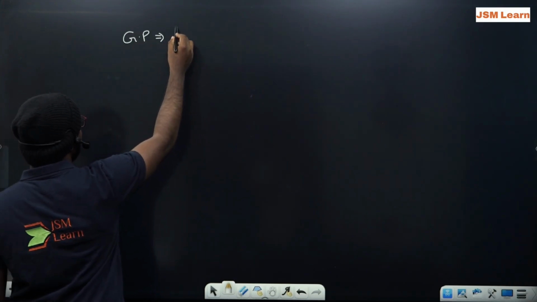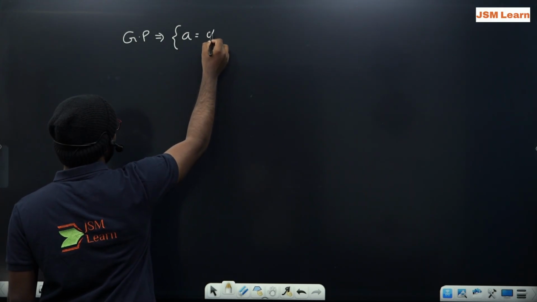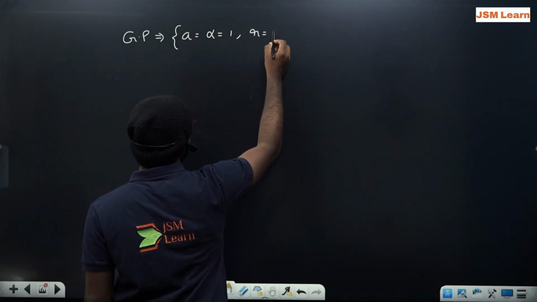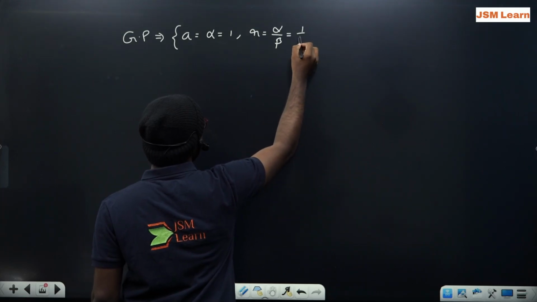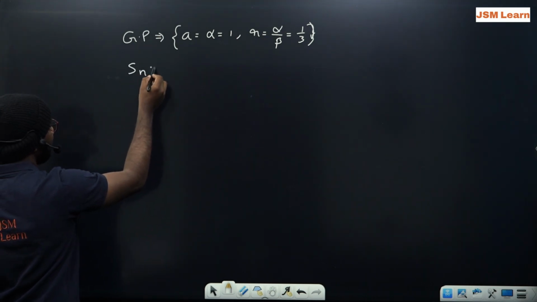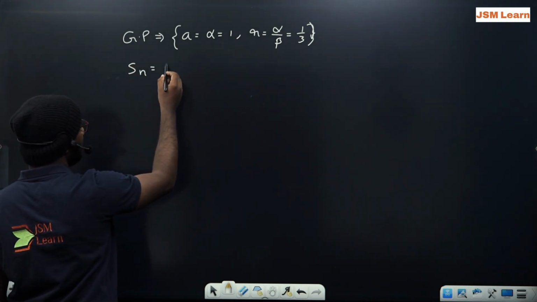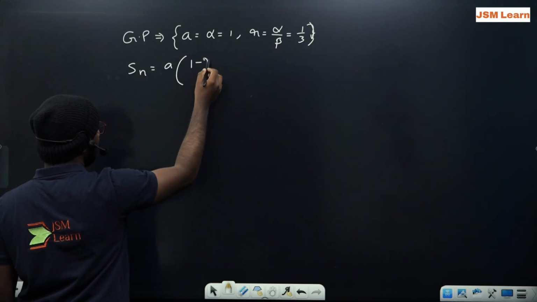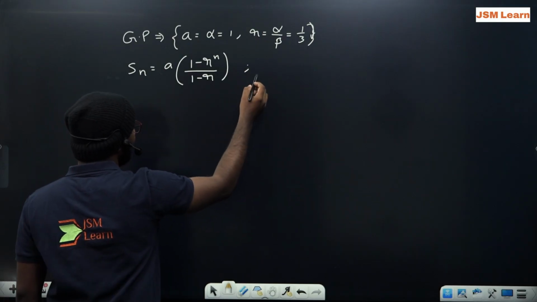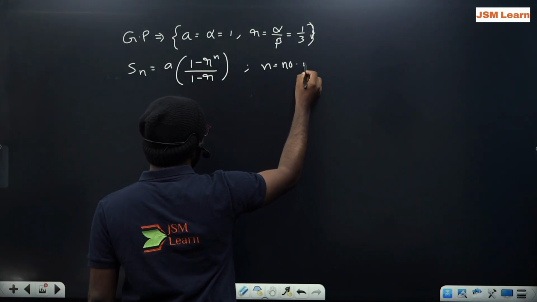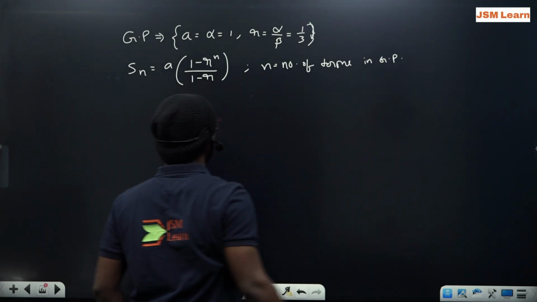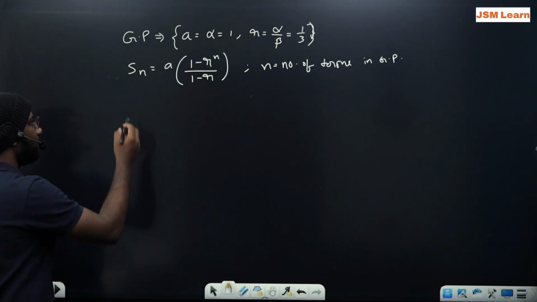We are going to write here: the first term is given as alpha, that is equal to 1, and the common ratio for this GP is alpha by beta, that is equal to 1 by 3. Now we are going to find the sum of n terms of a GP. We know that the sum of n terms of a GP is equal to a into (1 minus r to the power n) by (1 minus r). Here n is equal to the number of terms in the GP. We know that a is equal to the first term and r is equal to the common ratio.